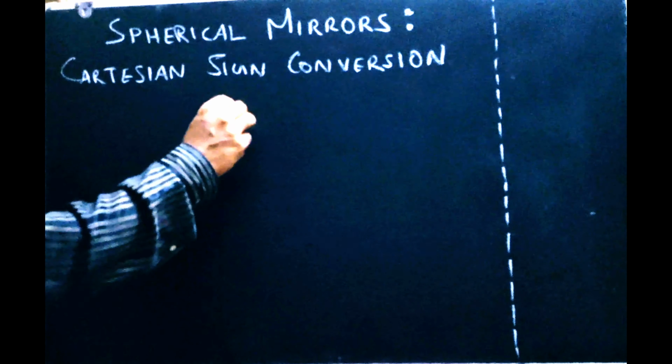This point is very important, that's why I'm writing it separately. All the distances are always measured only from the pole of the mirror. You should be very careful about this. Always, all the distances are measured only from the pole. You have to keep this in your mind very clearly.